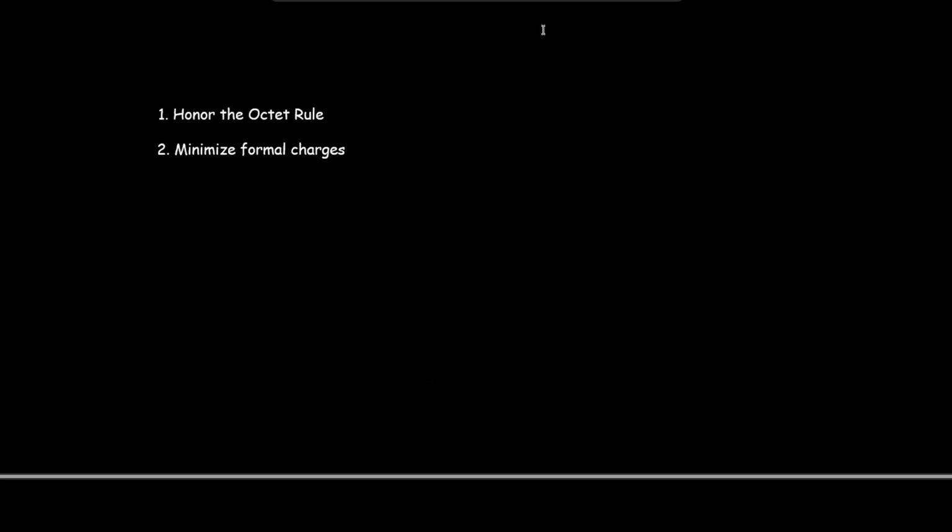The second rule that we want to follow is minimizing formal charges. The major contributor should have the fewest formal charges because structures with excessive or unnecessary charges are less stable and therefore they're less significant to the overall resonance structure.